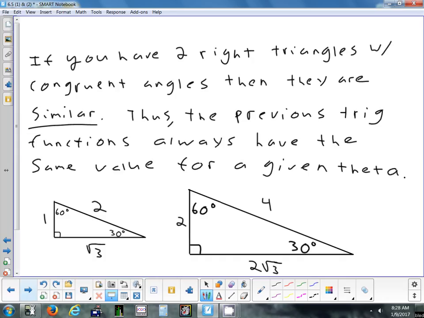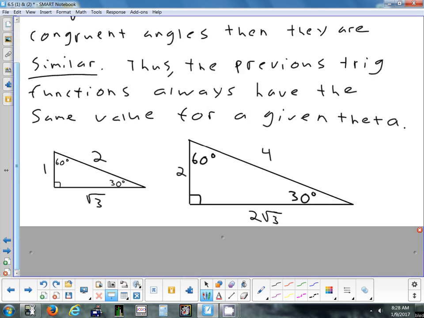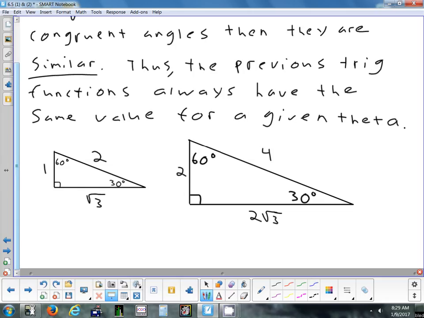So how about, Amanda, it doesn't matter. Let's just pick one of these angles to work with. Not the 90, though. Either the 30 or the 60. All right? So let's do 30. It doesn't matter which one we do, but let's do the sine of 30. I'm going to do the sine of 30 in the small triangle, and then I'm going to do the sine of 30 in the big triangle. And let's see what happens.